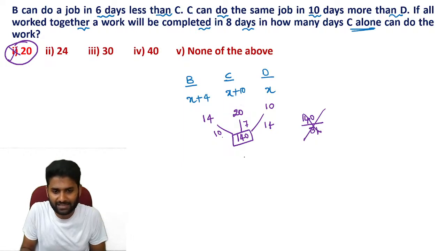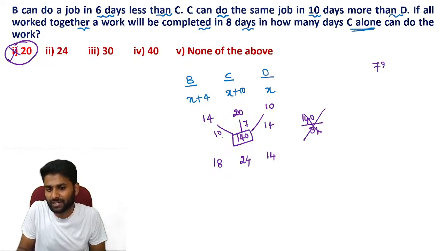Let's take another example. Now this is exactly 24 units, and it is 10 more, definitely 14, and 6 less, this is 18. Let's take the common multiple of 18 and 24. Guys, the common multiple of 18 and 24 is 72. Let us take the common multiple of 72 and 14.